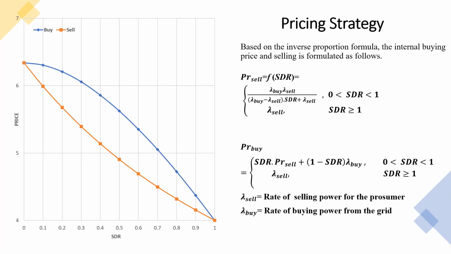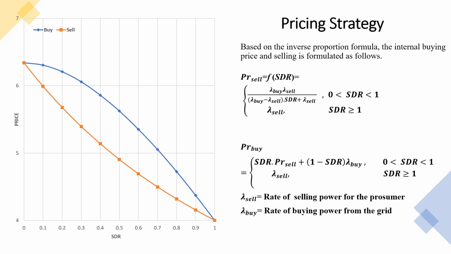Based on the above conditions, we can determine the internal buying price and selling price. When the SDR is between 0 and 1, then the internal selling price is this one and the internal buying price is this one. And when SDR is equal to 1 or greater than 1, then both internal selling price and buying price will be equal to lambda sell. Here lambda sell is the rate of selling power for the prosumer. The prosumer will sell some electricity to the grid based on some rate. This rate is considered as lambda sell here.